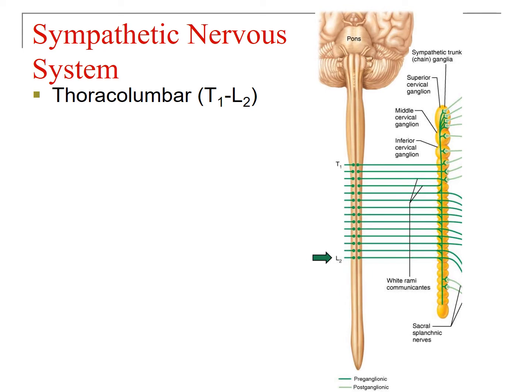The other thing that this picture shows, I think, pretty nicely is that the ganglia actually extend above and below where the actual outflow is. So you'll only have outflow in the thoracolumbar region, yet you've got three separate cervical ganglia, and the reason why is because of that second type of pathway where you can have a synapse occur at a level above where you came out from the spinal cord.